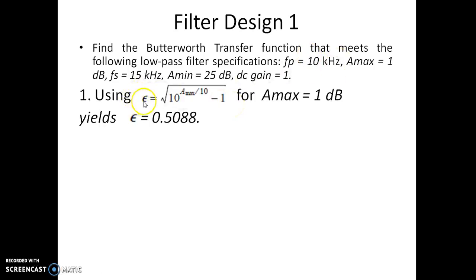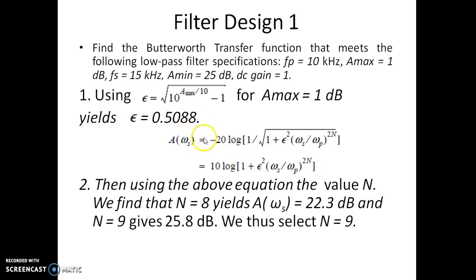Using epsilon equal to the square root of 10 to the power of Amax by 10 minus 1, for Amax of 1 dB, this yields epsilon to be 0.5088. Using this 0.5088 and the other values of Amin as 25 dB and Fs and Fp as given here, the value of n comes out to be 8 point something.